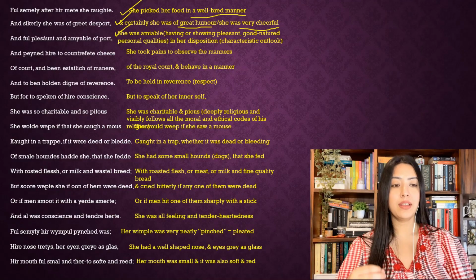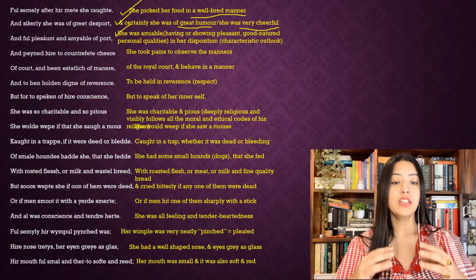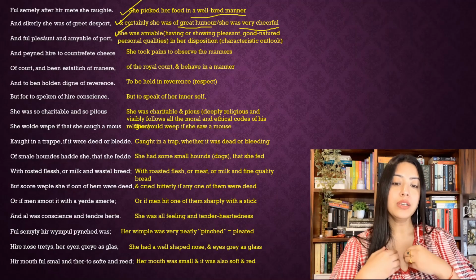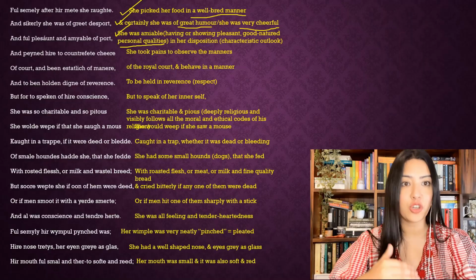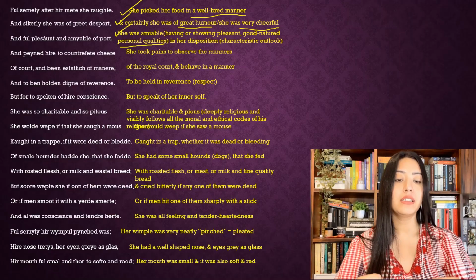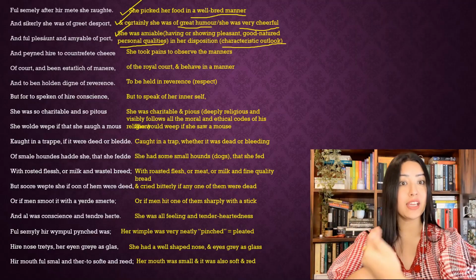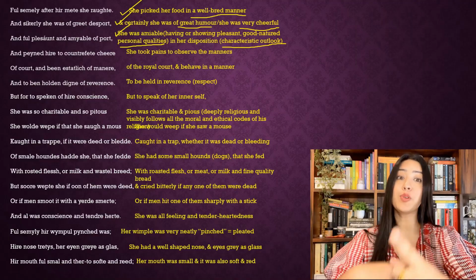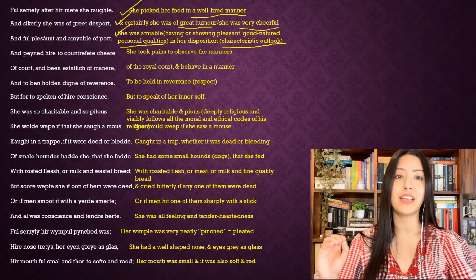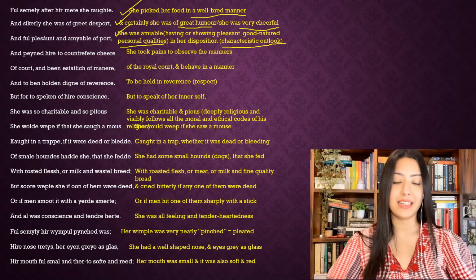So here's where the satire and irony come in. She was amiable. She showed pleasant, good-natured personal qualities. We are going to look at the qualities that she has. Chaucer is going to describe them: her disposition, her characteristic outlook, the way she viewed life, the way she carried herself, things that matter to her, her personality. Chaucer is going to describe it now using a lot of satire, a lot of irony.